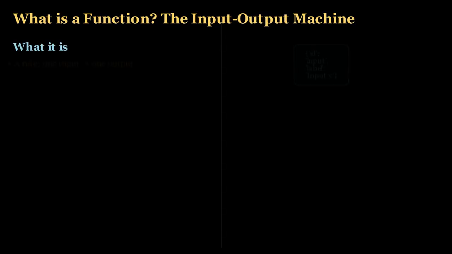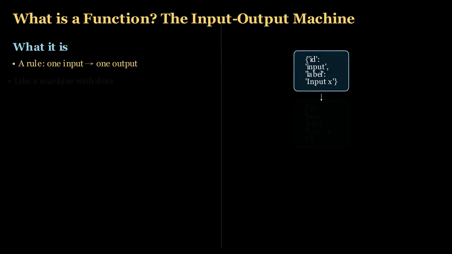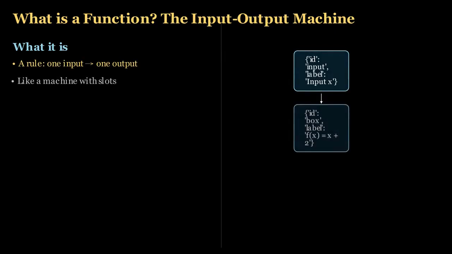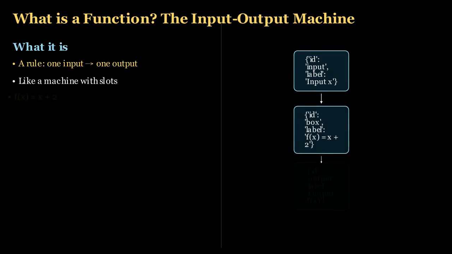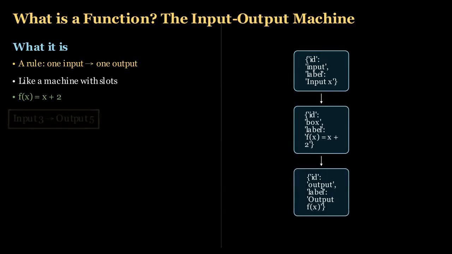Imagine a magic box. You drop a number into an input slot, something happens inside, and exactly one number pops out of the output slot. That box is a function. It's a rule that takes an input, does something to it, and gives back exactly one output.